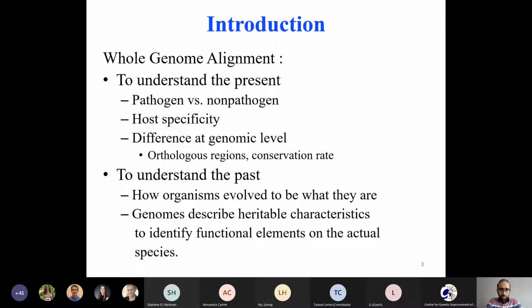So let's first talk about whole genome alignment. Whole genome alignment is done to understand the present. For example, if we have some strain, is it a pathogen or non-pathogen host? It's also about host specificity, and whether there is any difference at the genomic level between two or multiple genomes, orthologous regions, conversion rate, and how the genomes compare to each other. It's also important for understanding the past, how the organism evolved to be what it is now, and to describe characteristics to identify functional elements on the actual species related to their ancestors.